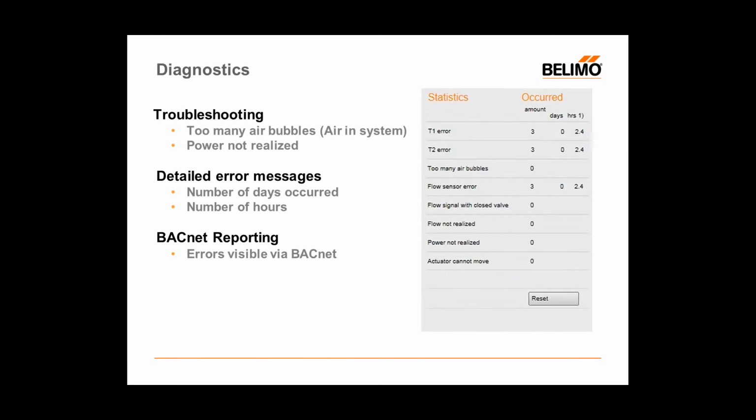We have a status page or a diagnostic page where we can look at some errors if we have, say, a damaged temperature sensor, if there are air bubbles in the system, if the actuator is stalled, where maybe we're not seeing the flow we're looking for at a given position or a given Vmax setting. So all these errors are readable either via WebView on the web page, or they can also be read via BACnet as well as reset via BACnet.